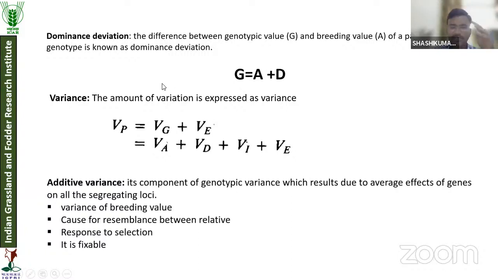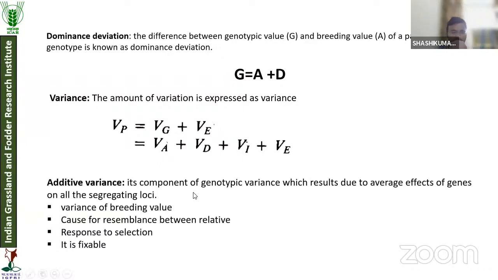Since these traits are controlled by many genes and affected by environment, we cannot trace a single gene like in a Mendelian experiment. So different concepts have been given to identify whether the traits are controlled by additive genes, dominant genes, or epistatic genes. The total phenotypic variance of a genotype is equal to the variance due to genotype plus variance due to environment. The variance due to genotype includes additive variance, dominance variance, and interaction between genes, that is epistatic variance, and then environmental variance.